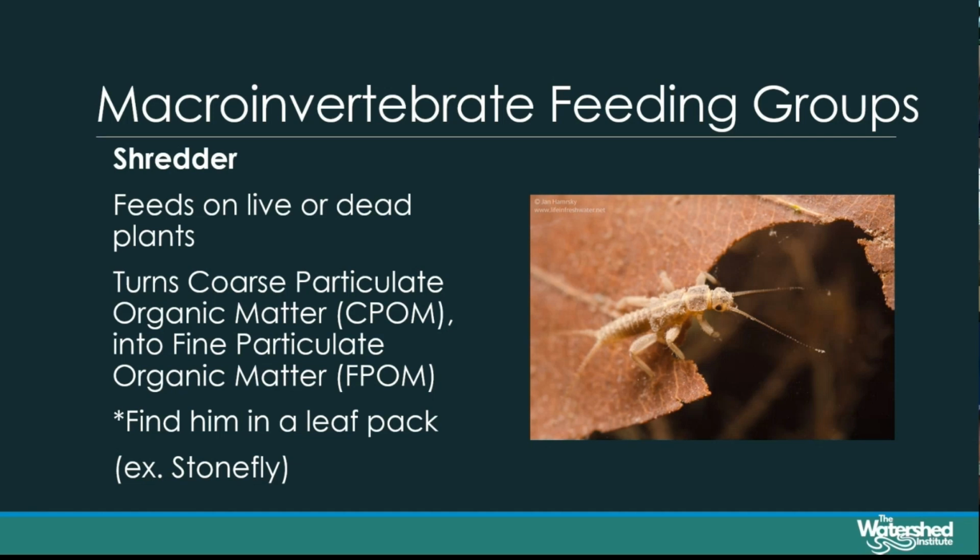What he's doing is turning what we call coarse particulate organic matter, larger bits of organic matter like leaves, and he's pooping it out and turning it into fine particulate organic matter. This FPOM, this fine matter, is what is required for other types of macroinvertebrates. Other types just don't have the mouthparts to work on these larger bits of carbon. So this guy does that job and makes them smaller for everyone else. As you might imagine, you might find this guy in a leaf pack.